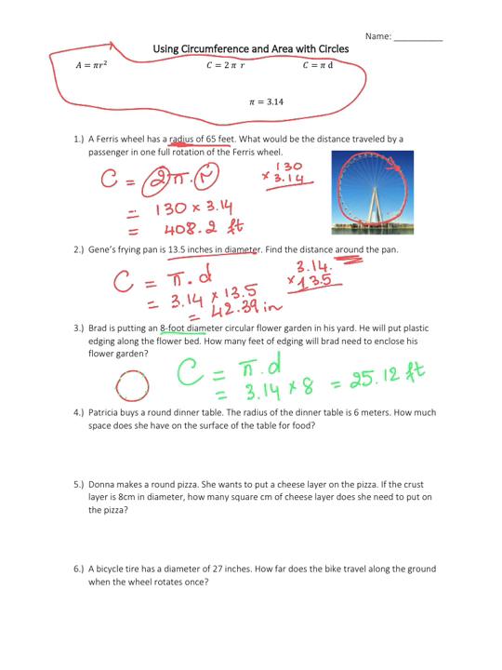Number 4, Patricia buys a round dining table. The radius of the dining table is 6 meters. How much space does she have on the surface of the table for the food? So we're looking for the space that she has on the surface. So that means I'm looking for the area of a circle. So we have only one formula to use, which is pi times radius squared. Now they're giving you the radius is 6.